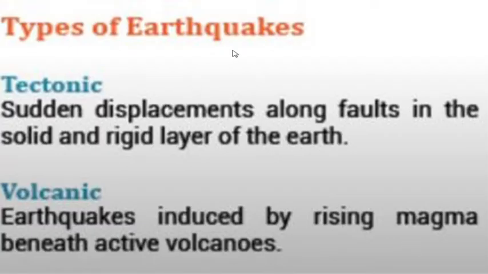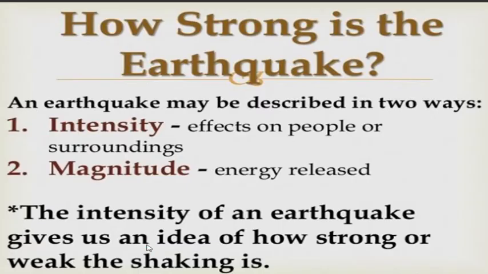What are the types of earthquakes? Actually, we have two types of earthquakes. Number one is tectonic. Tectonic, this is a sudden displacement along faults in the solid and rigid layers of the earth. Okay? So tectonic, there is sudden displacement along the fault. And we have the second one, the volcanic. Earthquakes induced by rising magma beneath active volcanoes. So it is self-explanatory when we say volcanic. There is a volcano's eruption. Volcano eruption nangyayari.